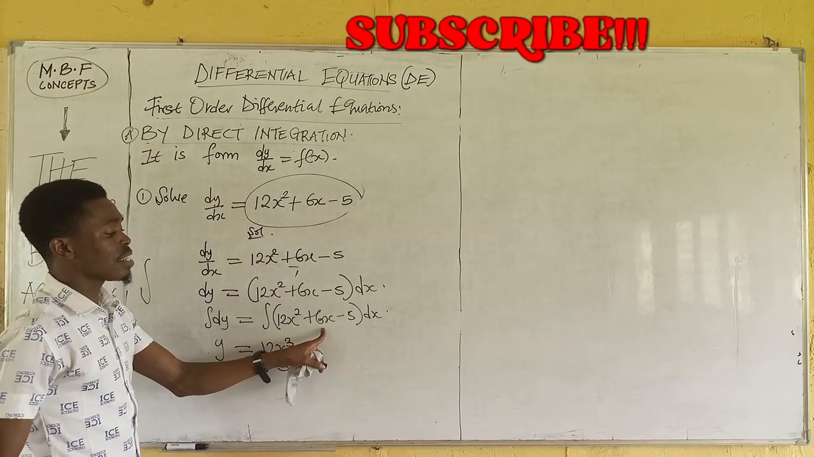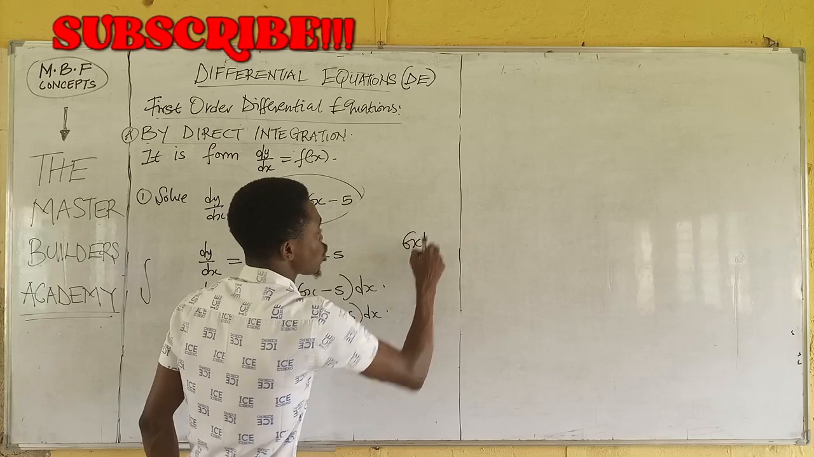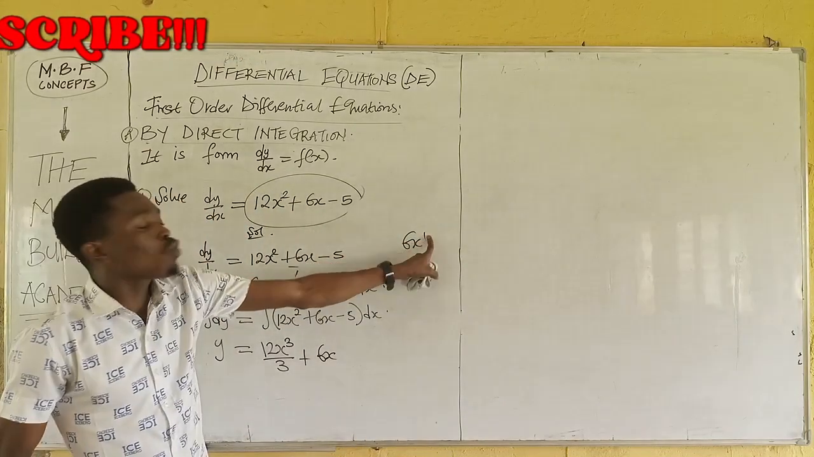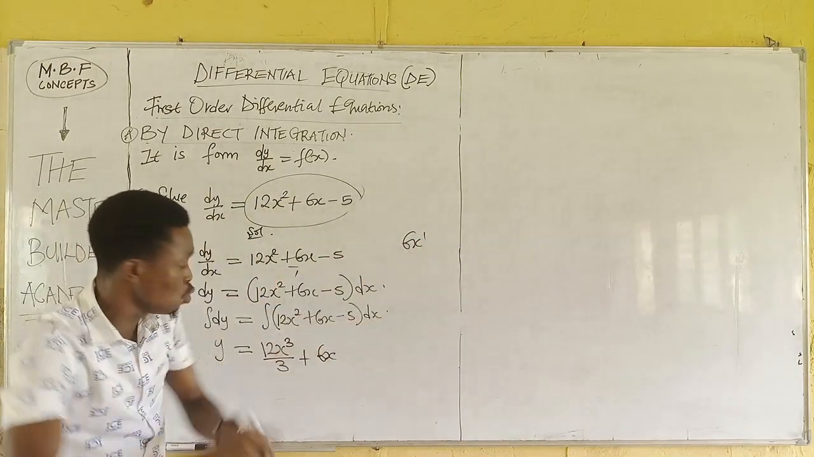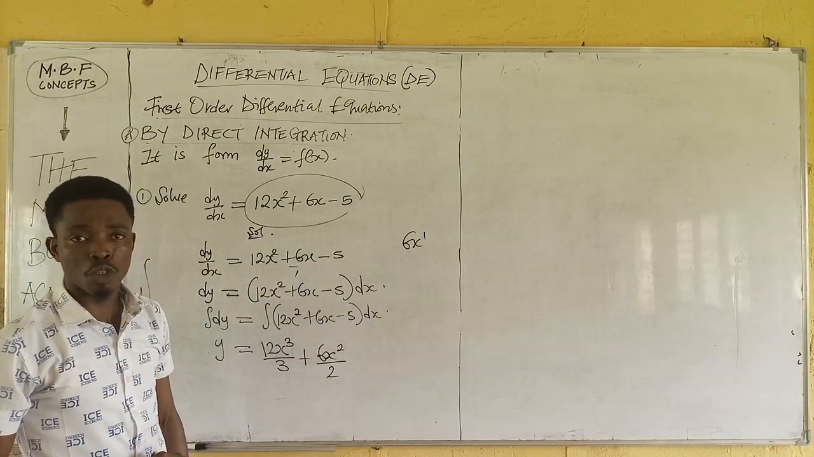We want to integrate 6x. So this is 6x. Understand that 6x is 6x raised to power 1, right? Yes. So if I add 1 to this existing power here, I'm going to have 2. So I now have 2. Then I will divide the function by the new power, which happens to be 2.